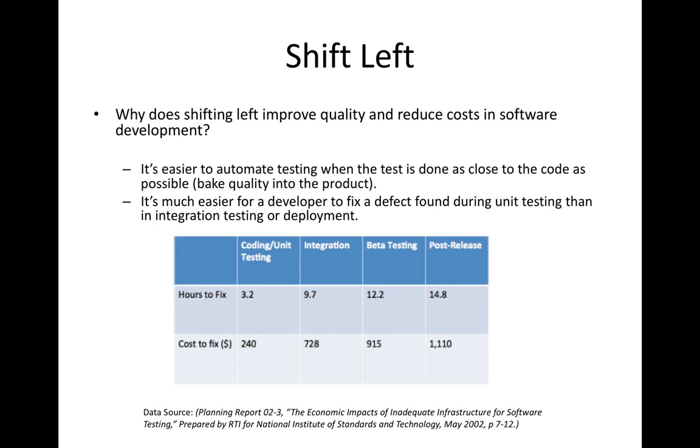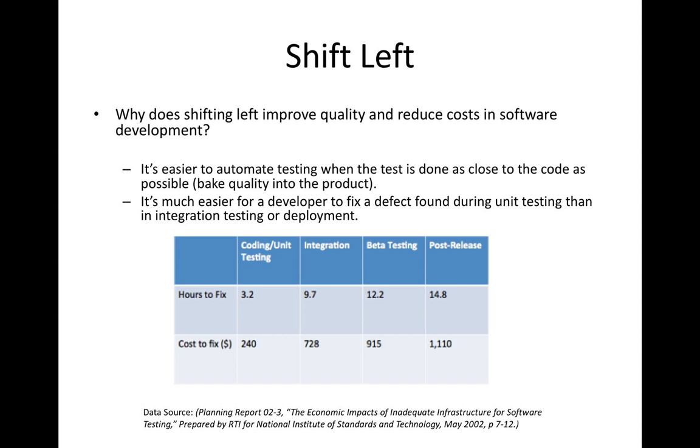So shift left allows us to improve the quality of our software because we're building quality into the product versus relying solely on inspection later on to discover the defects. The other big benefit of this shift left methodology is that it also reduces our cost to develop software, and it reduces risk. And this table might look familiar to you.